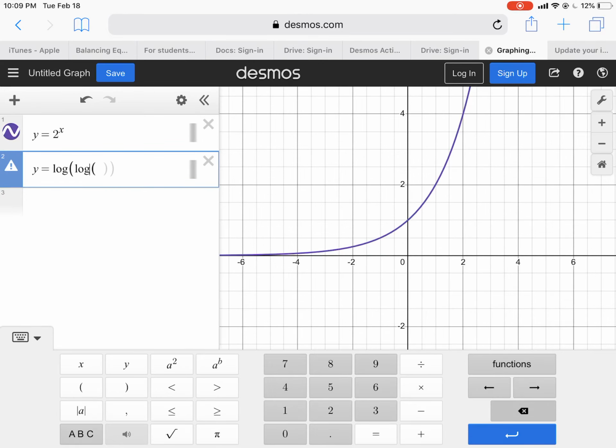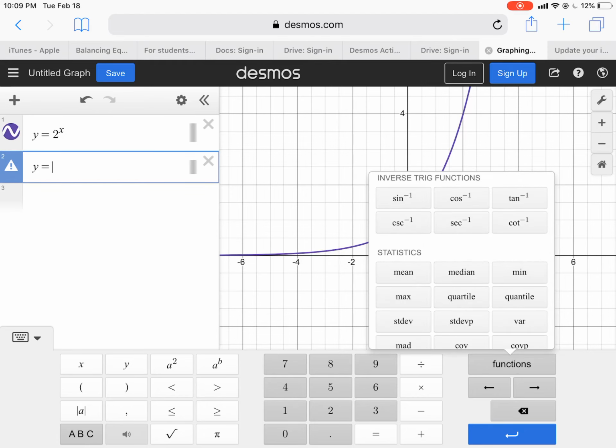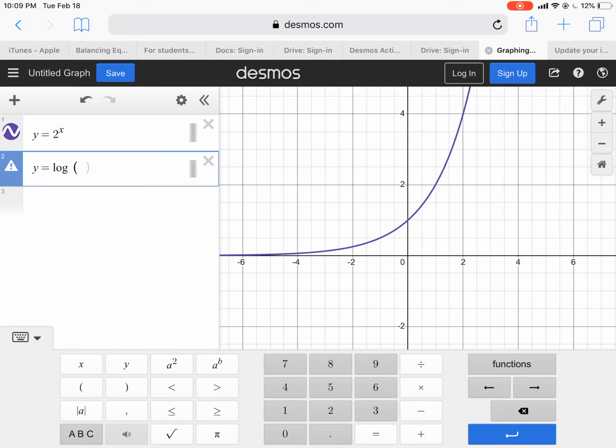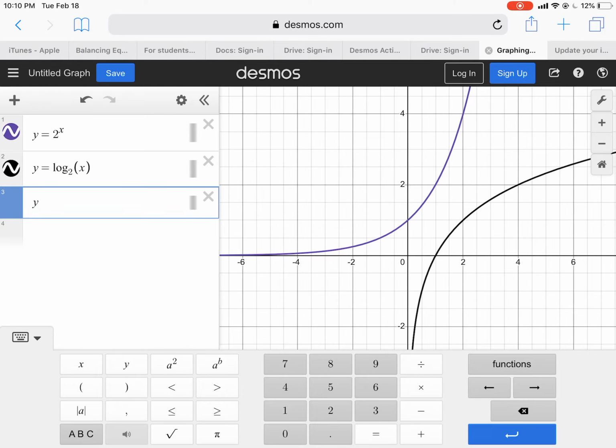Let me get rid of that again. Y equals function, to show you where it's at. Again, it's all the way over here, and we're going to do log, and I want a base 2 because I want to do just the inverse of what I have, log base 2 of x. I'm also going to put in real quick y equals x, because remember, they are reflections of each other.